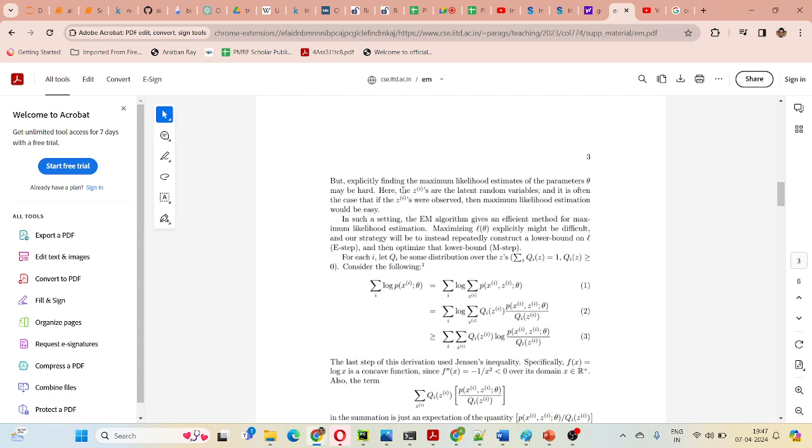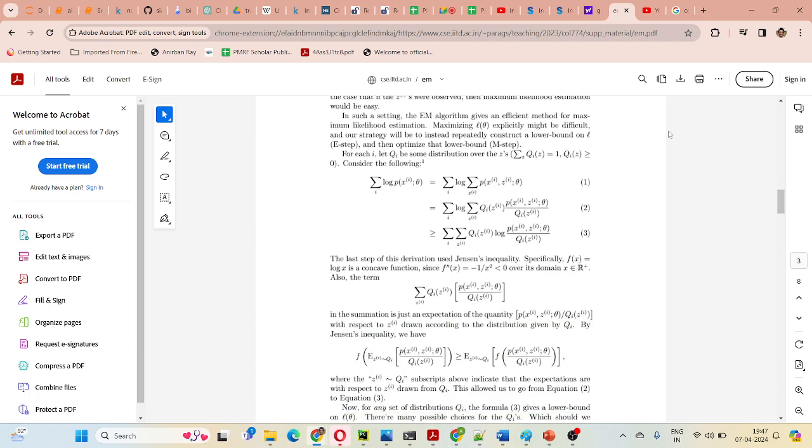But explicitly finding the MLE estimates of parameter theta may be hard. Here, the Zi are the latent random variables. It is often the case that if the Zi's were observed, then maximum likelihood estimation would be easy. In such a case, the EM algorithm gives an efficient maximum likelihood estimate. So that is the important thing here.